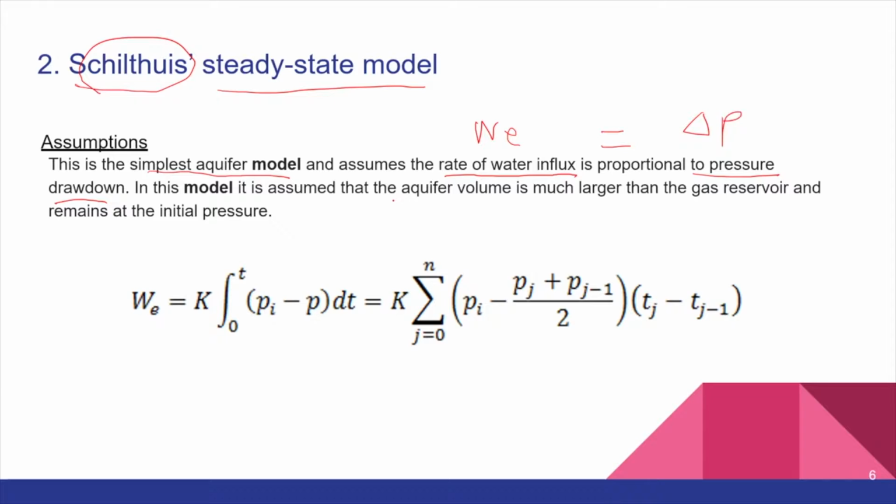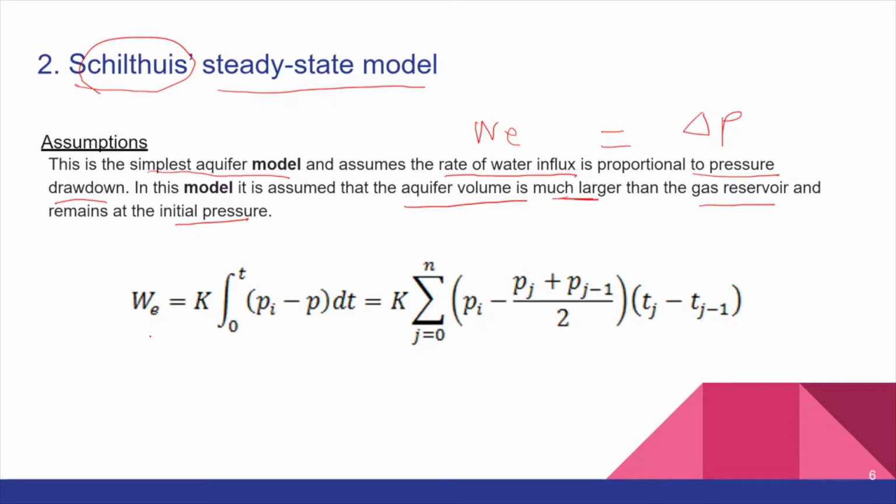And in this model, we assume that the aquifer volume is much larger than the gas reservoir and remains at the initial pressure. So the aquifer volume is assumed to be large compared to the reservoir, the simple equation.